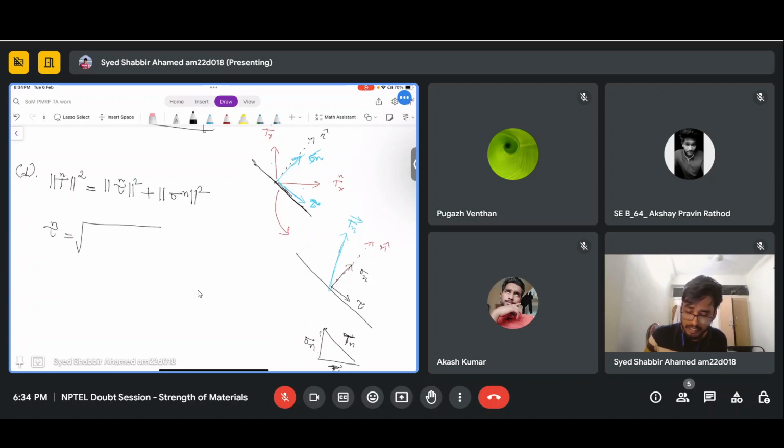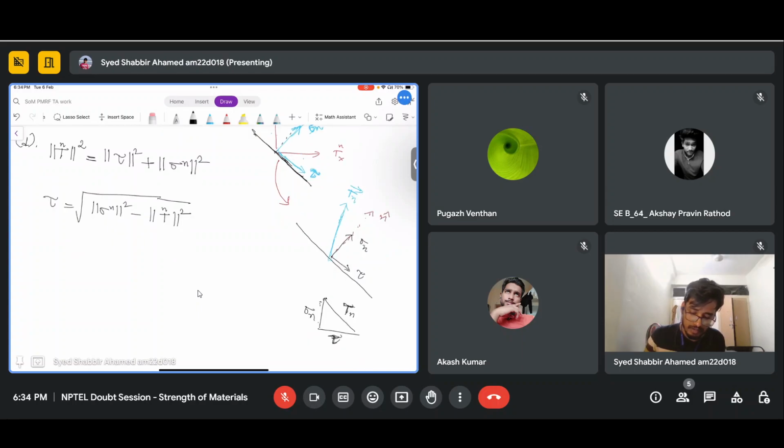Now I can say shear stress can be calculated like this: magnitude of resultant stress square minus magnitude of normal stress square, and taking the root of that we will get the shear stress.